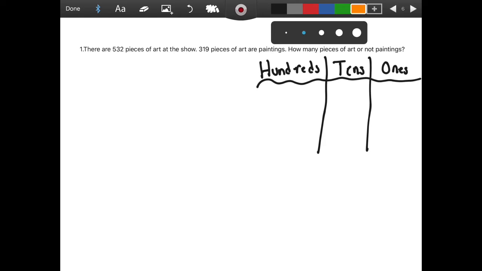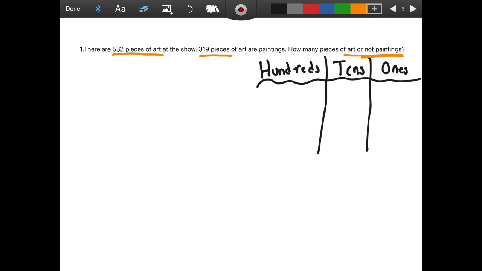It says, there are 532 pieces of art at the show. 300 pieces of art are paintings. How many pieces of art are not paintings? So it says that there are 300 pieces of art. 319 of those pieces are paintings. How many of those are not paintings?